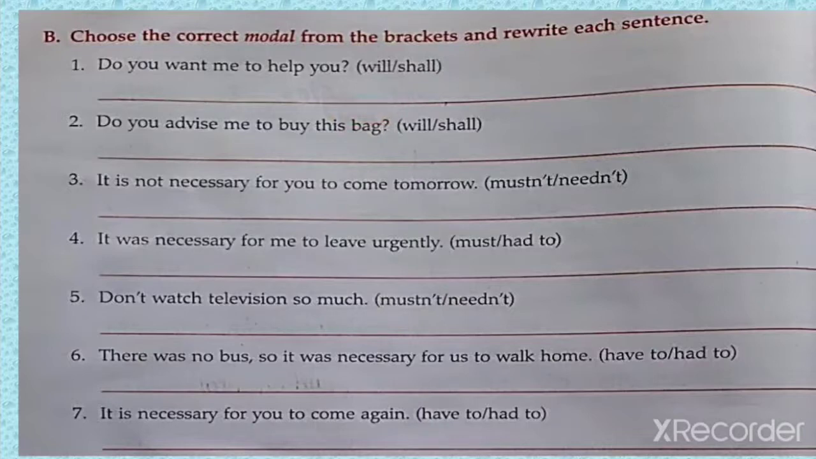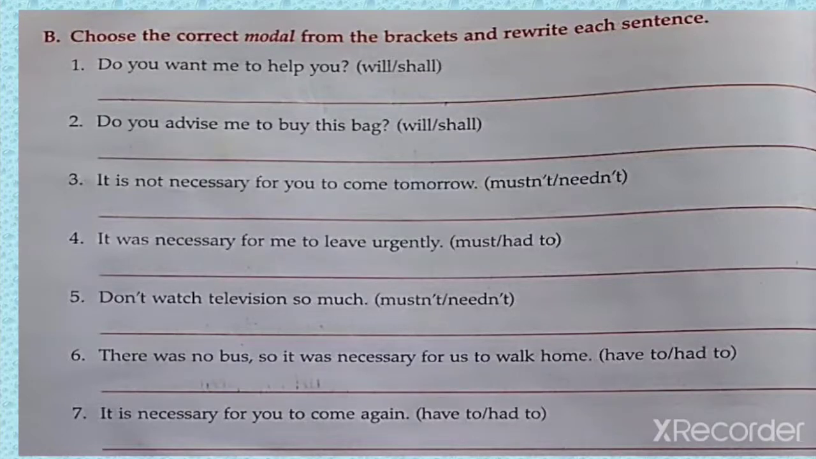Now look at the first sentence. Do you want me to help you? Now, first, this is a question sentence. It starts with do and ends with a question mark. Do you want me to help you? Now remember that here, you want me to help you. So here you want to offer to do something for someone.